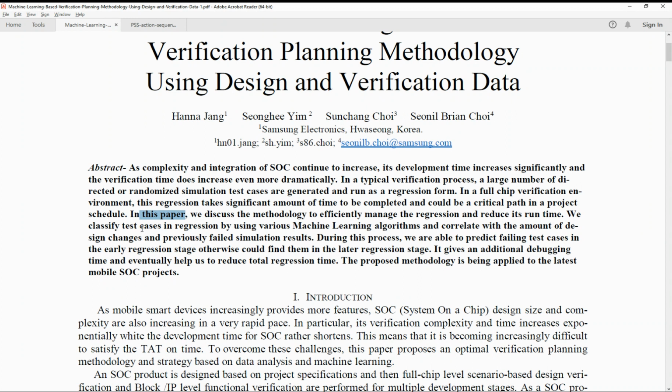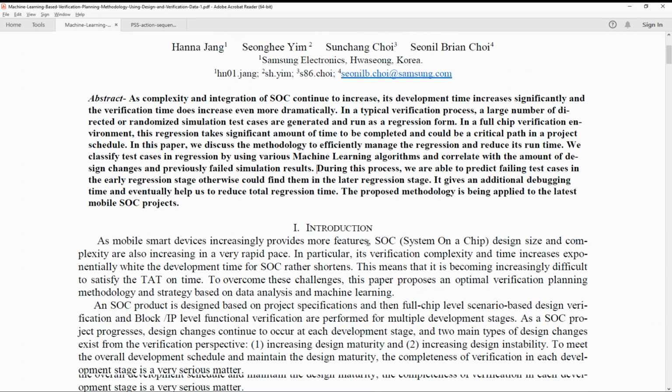We classify test cases in the regression by using various machine learning algorithms and correlate them with the amount of design changes and previous simulation results. During this process, we are able to predict failing test cases in an early regression stage that otherwise could be found only in a later regression stage. It gives additional debugging time and eventually helps us reduce total regression time. The proposed methodology is being applied to the latest mobile SoC project.